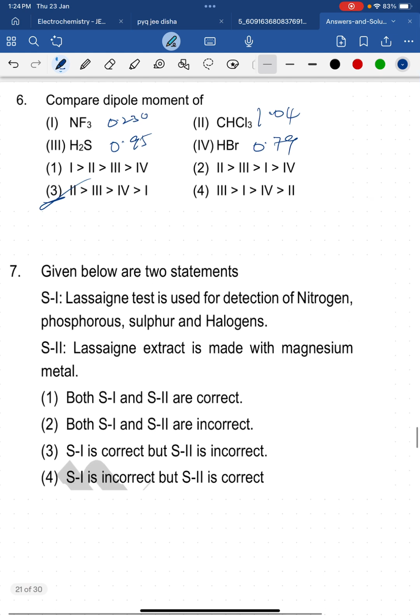Given below are two statements. Say which is going to be correct. Lassaigne test is used for detecting nitrogen, phosphorus, sulfur and halogen. It is a direct statement from the NCERT book, so it is correct. Lassaigne's extraction is made with magnesium. Magnesium is wrong. Instead of magnesium, sodium is correct. So statement 2 is wrong, statement 1 is correct.